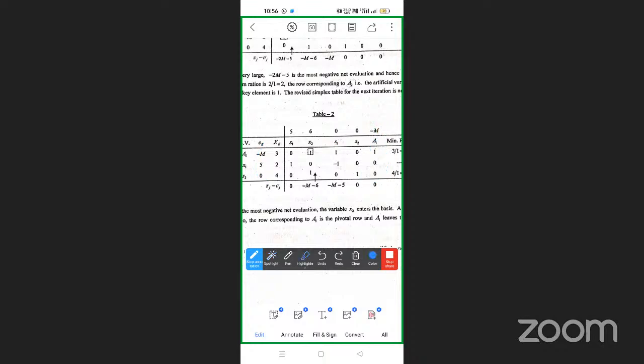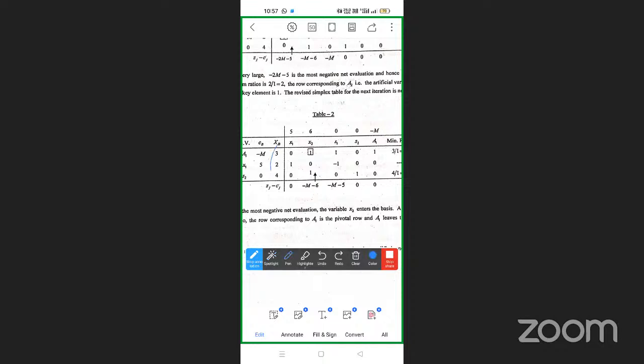In these delta J values, these are the two negative values. We can substitute M equals 1, so this is minus 7 and minus 6. Of these two values, the most negative value is minus 7. So we can choose the entering vector as x2, because this is the most negative value. Then we choose the outgoing vector by using the minimum ratio.